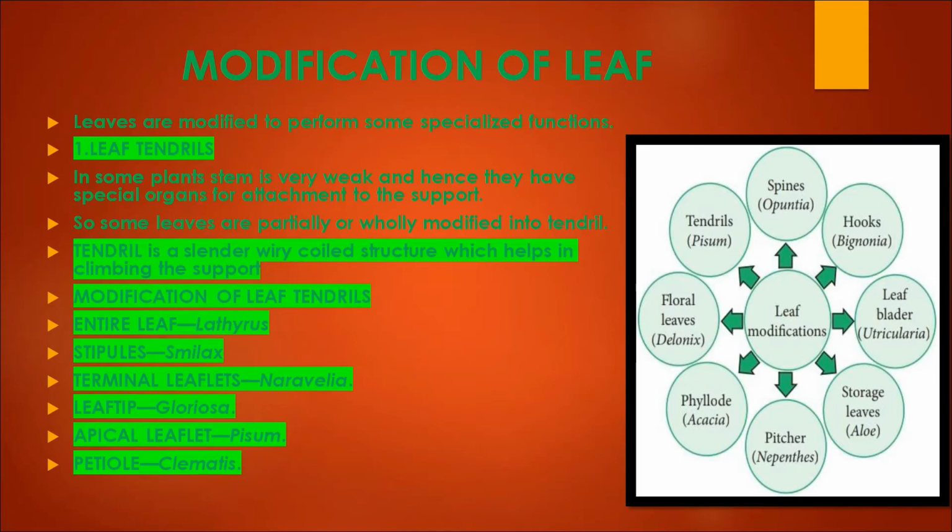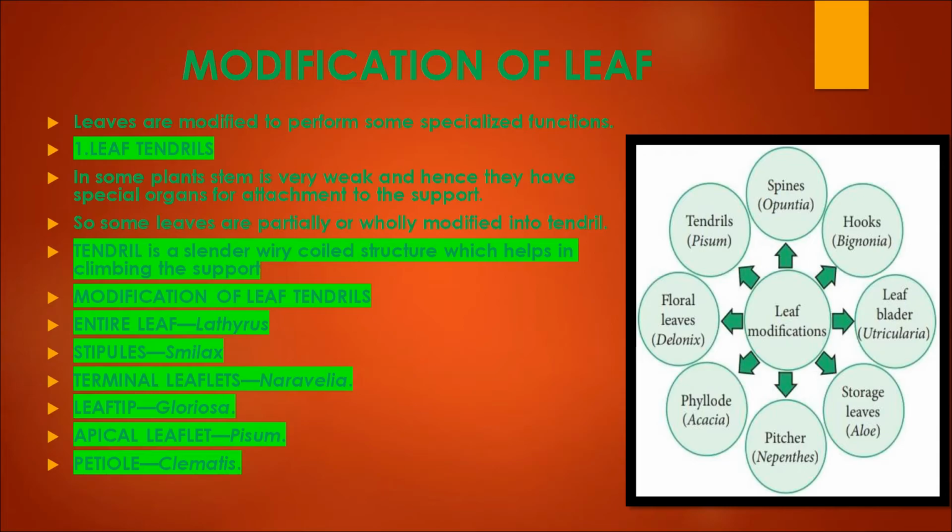Leaf tendril. In some plants the stem is very weak and hence they have special organs for attachment and to support the plant. So here the leaves are modified into tendrils. A tendril is a slender, wiry, coiled structure which helps in climbing and supporting. Modification of leaf into tendril: the entire leaf is modified in Lathyrus.